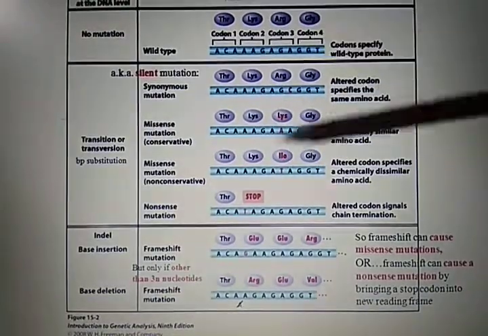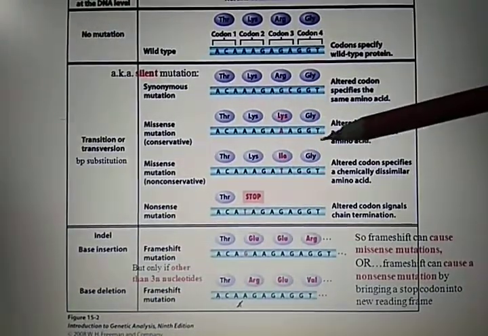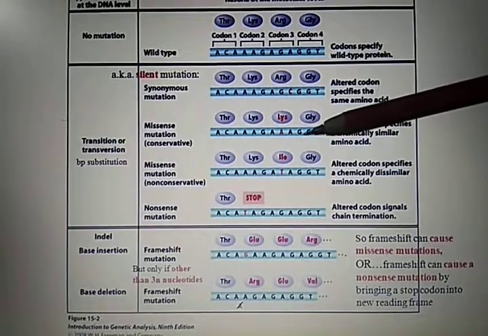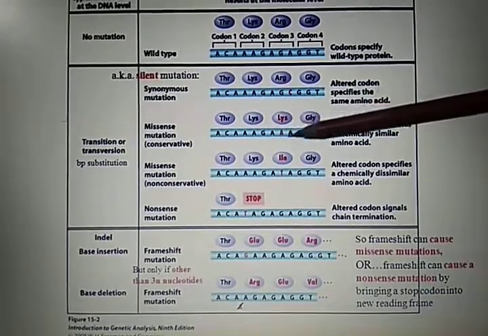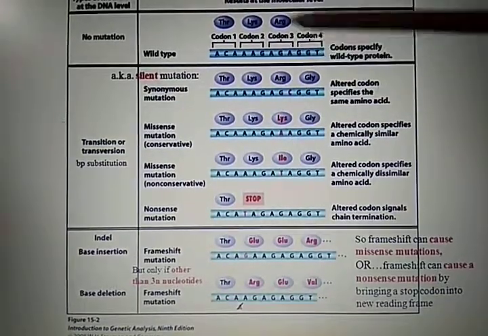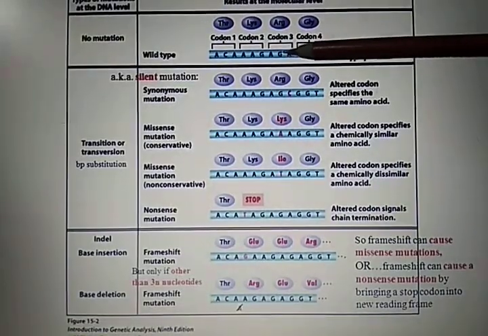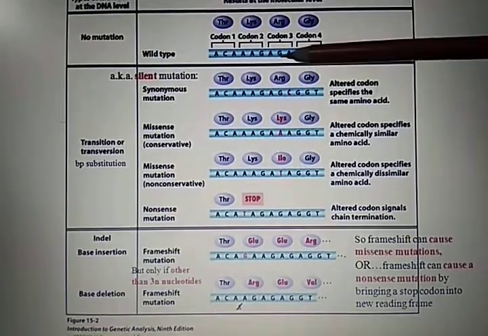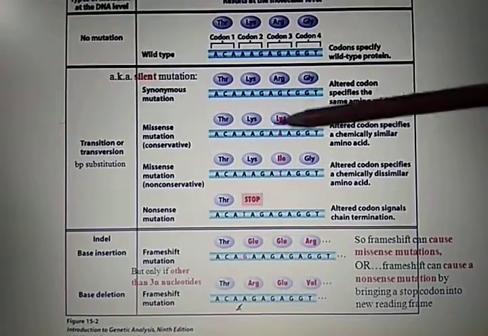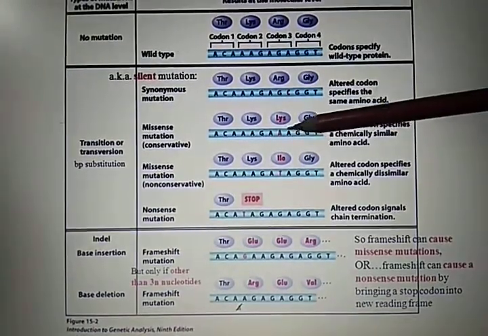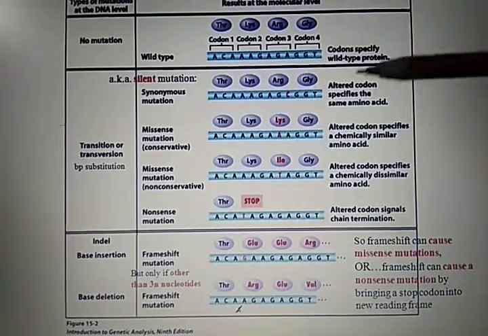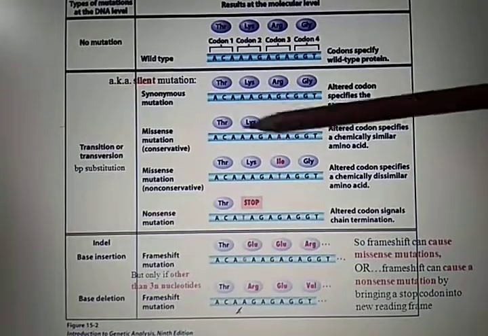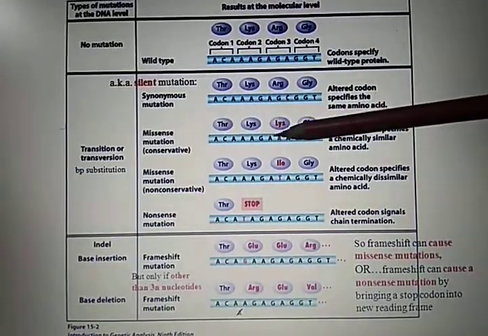If, however, the altered codon specifies a chemically similar amino acid, then this is known as missense mutation or conservative missense mutation. What it actually is, see, codon 3, that is AGA, codes for arginine. What actually happens here is the G is replaced by A. So AGA changes to AAA, and this codes for lysine. So arginine is replaced by lysine. Both have the same chemical nature. So there is a mutation, but the chemical nature does not change. Therefore, this is known as missense mutation of conservative type.